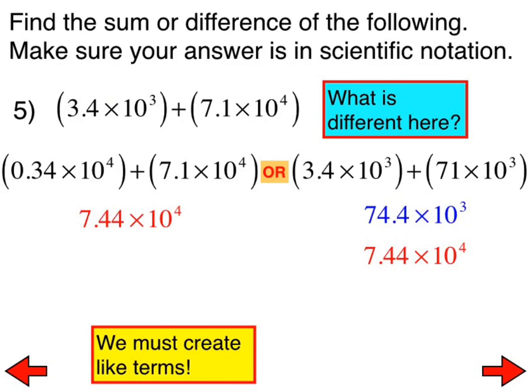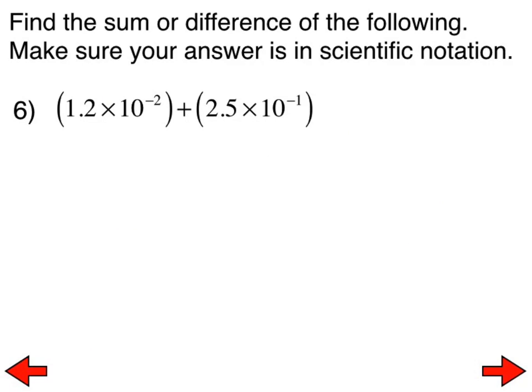All right, let's try this one problem at a time here. Everybody go ahead and try number 6. So in this one you have a choice. You either need to turn them both into 10 to the negative 1 power or both into 10 to the negative 2 power. And having said that, it doesn't matter. You could turn them both into 10 to the 4th power if you wanted to. You just have to make sure that you create like terms.